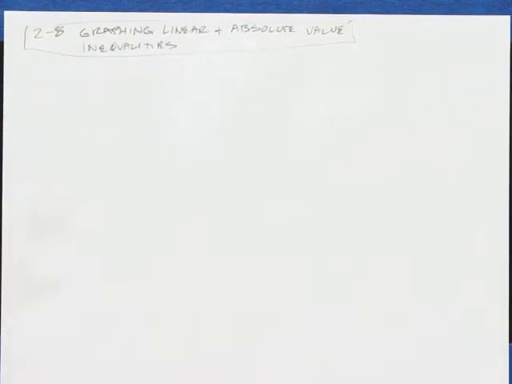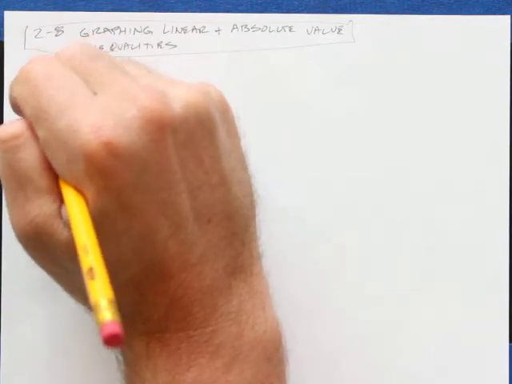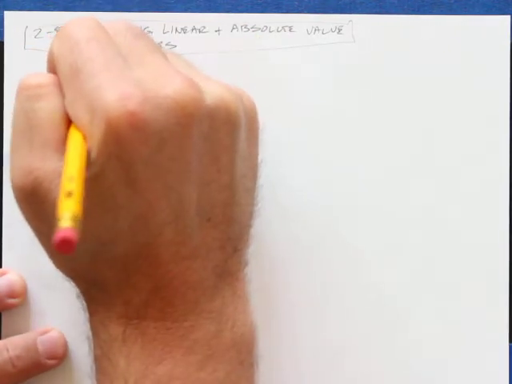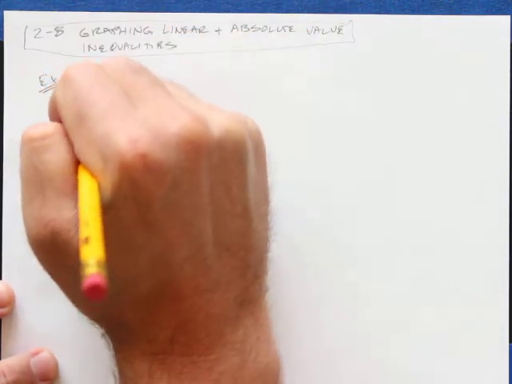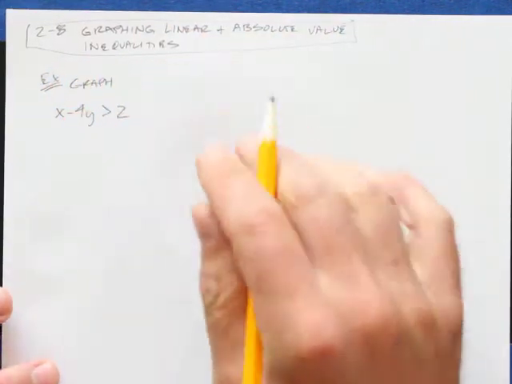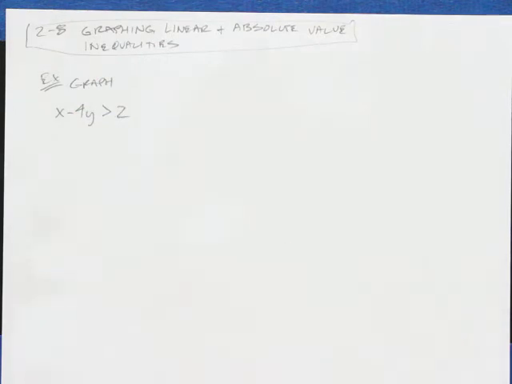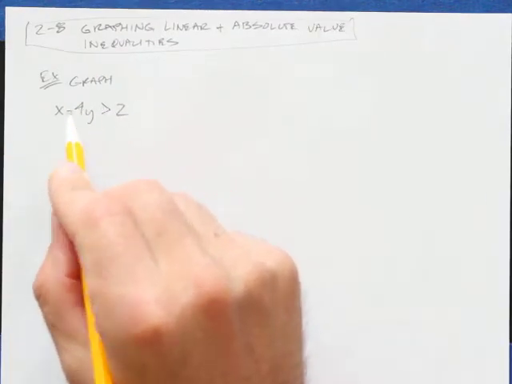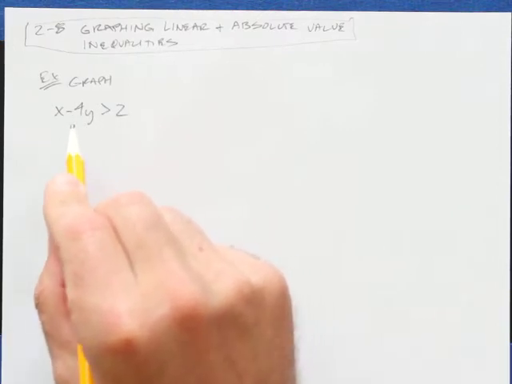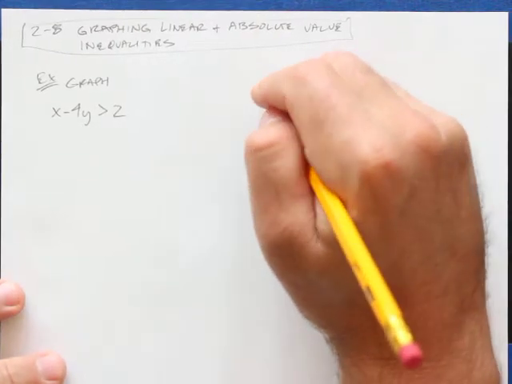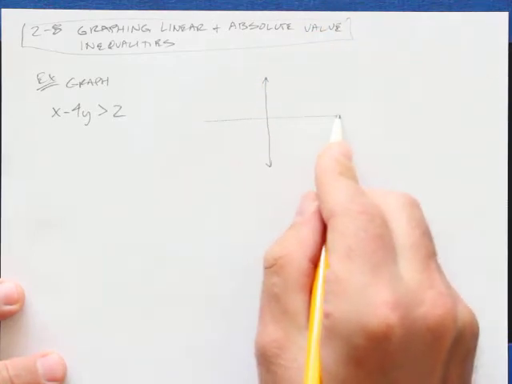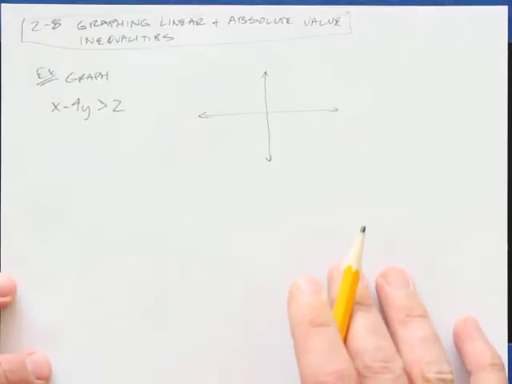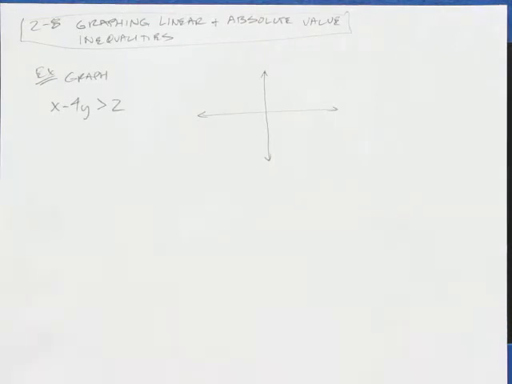Okay, we're just going to do a few examples. Here's an example. Graph x minus 4y is greater than 2. All right, so we're going to graph this. Now, you can graph this right now and do the x or y intercepts if you want to. I prefer to change it to slope-intercept form, and you'll see why in just a moment.